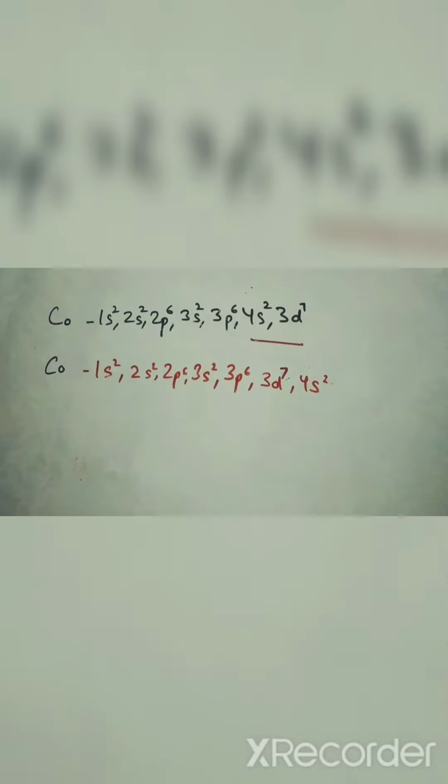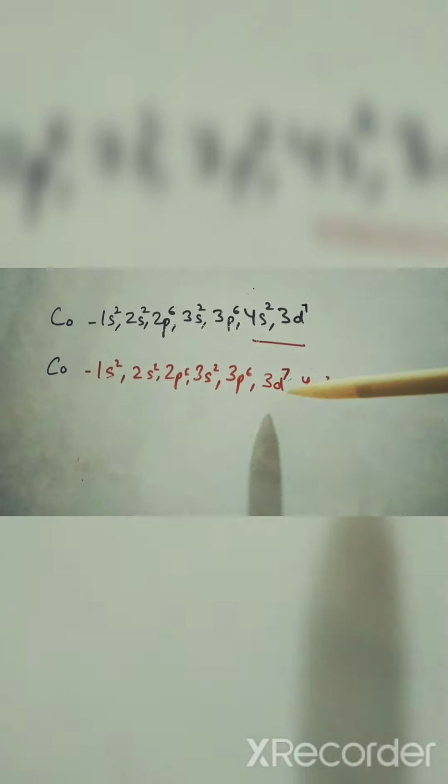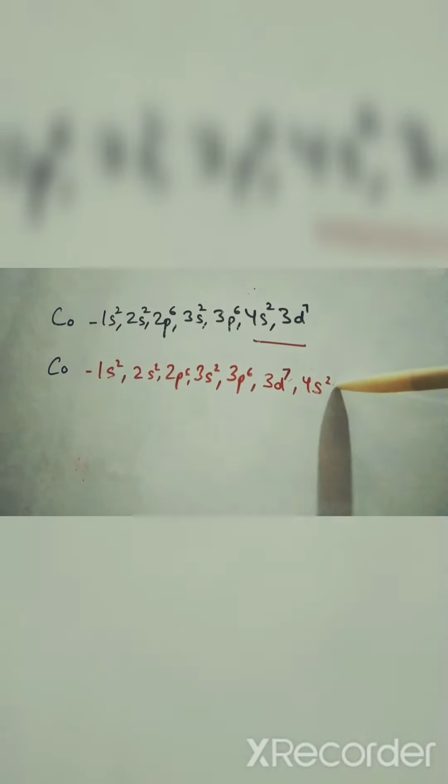For cobalt, you will see the electronic configuration will be 1s2, 2s2, 2p6, 3s2, 3p6, 4s2, 3d7. But obviously this is wrong. Then again we will swap them, 3d and 4s, but with the same electrons. So it will be 1s2, 2s2, 2p6, 3s2, 3p6, 3d7, 4s2. Okay.